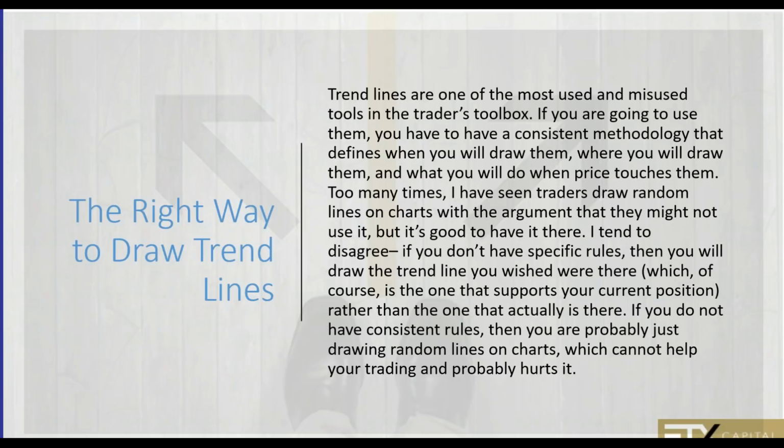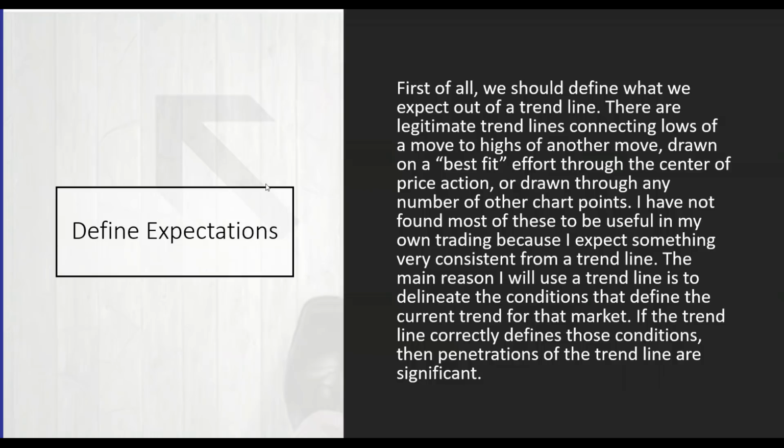So you can force those lines. You can, because you can always draw a line on a chart. But if you don't have a set of rules that you're using, you just wish upon a star. You wish that trend line on a chart. And if you do not have consistent rules, then you're probably just drawing random lines on charts that won't really help you in your trading. You need to have rules that will make sure you have a valid trend that's giving you good information.